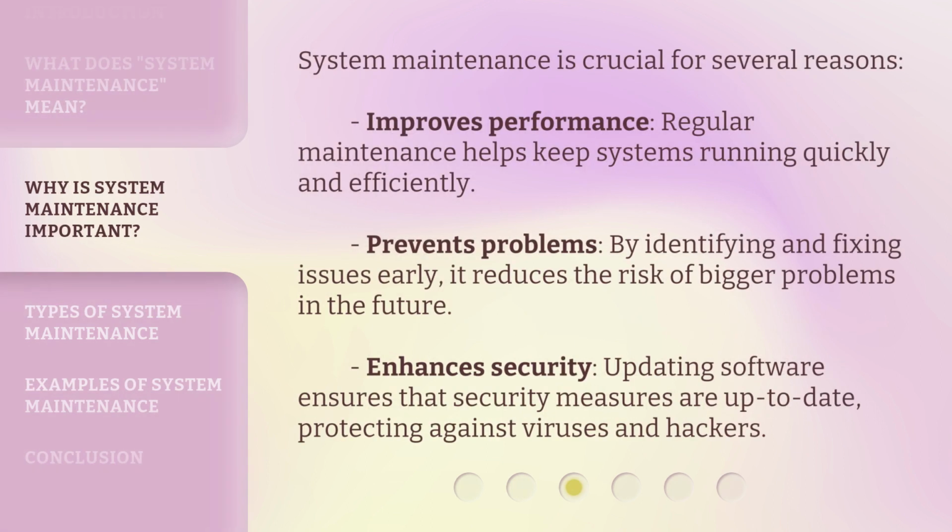System maintenance is crucial for several reasons. Improves performance. Regular maintenance helps keep systems running quickly and efficiently. Prevents problems. By identifying and fixing issues early, it reduces the risk of bigger problems in the future. Enhances security. Updating software ensures that security measures are up to date, protecting against viruses and hackers.